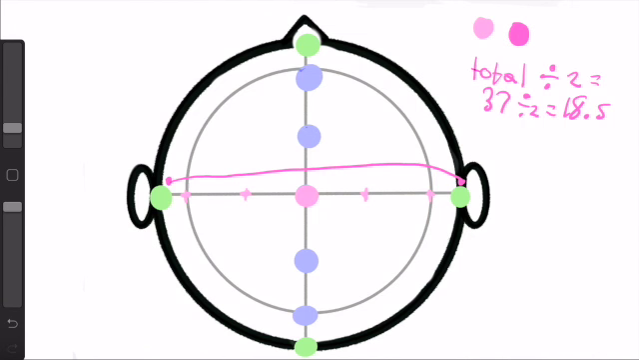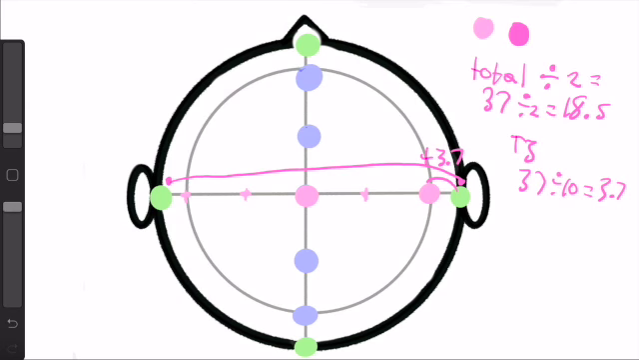Now we're going to find T3. T3 is going to be on the left side. If it's an odd number, left side. Even number, right side. If it has a Z in the name, then it's in the center line. So getting back to what I was saying, T3. We're going to take the whole distance of the left to right preauricular point and divide it by 10. So we're going to do 37 divided by 10, which is 3.7.